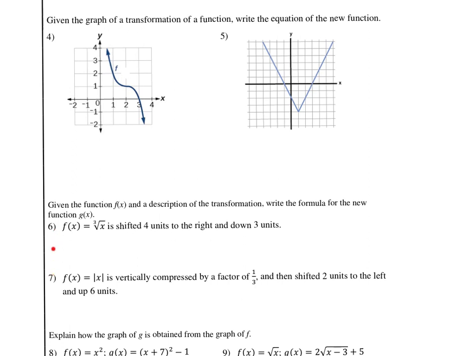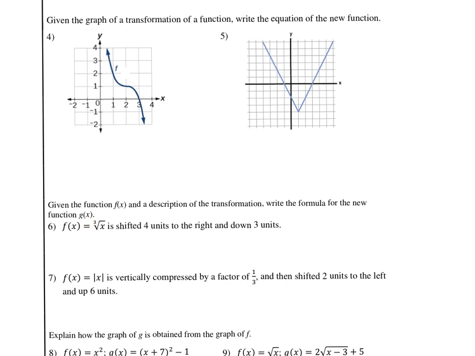Next up here, I'm actually going to jump down to numbers 6 and 7 here. And then we'll go up and do numbers 4 and 5, because I think it'll be a little bit easier that way. So for number 6 and 7, given the function f of x, we need to write the new formula if we have kind of this other stuff going on, okay?